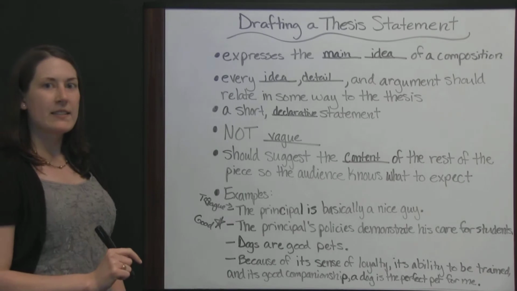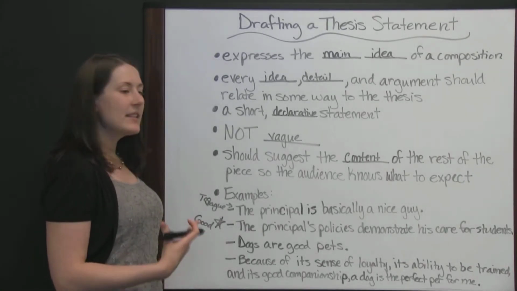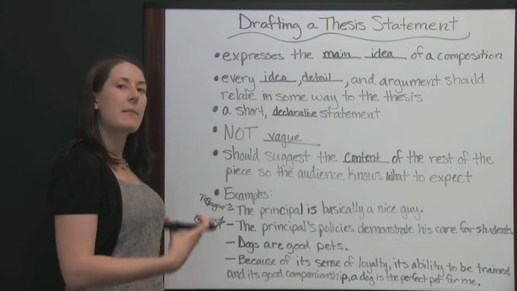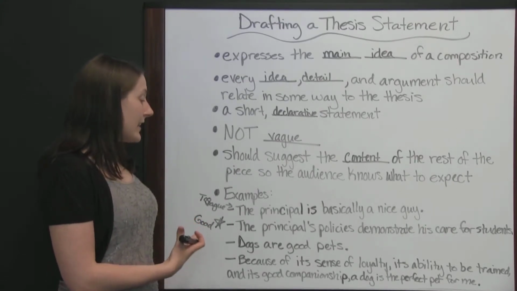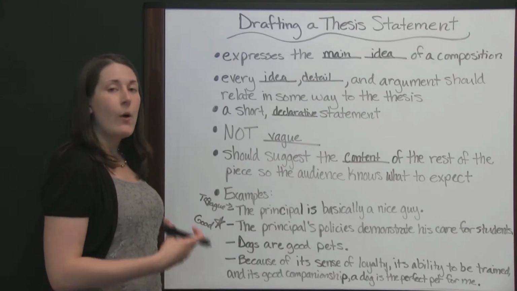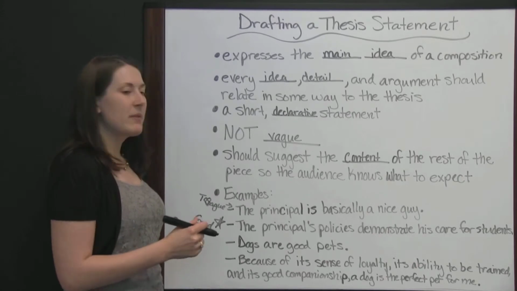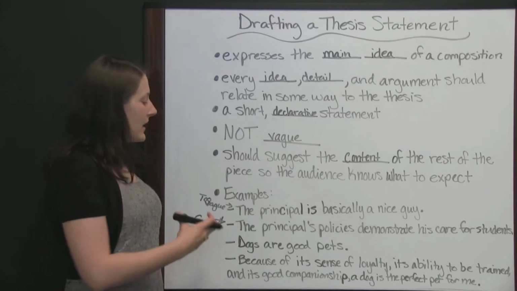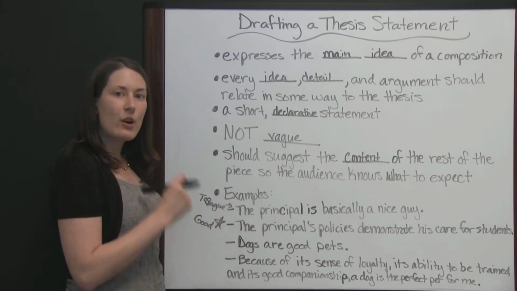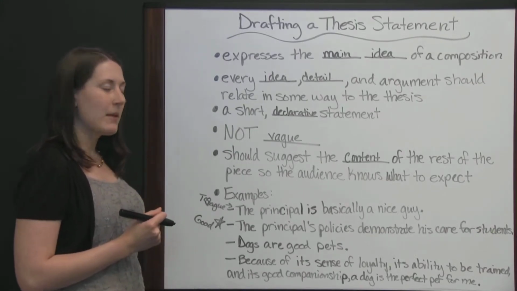Dogs are good pets. Well, not everyone's going to think that, but at least if you give them more information, they may see your side of things. Saying dogs are good pets is still really vague. You need to get more specific. Why do you think they're good pets? But don't get too specific because you want your main idea to be in your thesis statement, but you don't want all the supporting details to be there. You want to save those for the body of your paper.